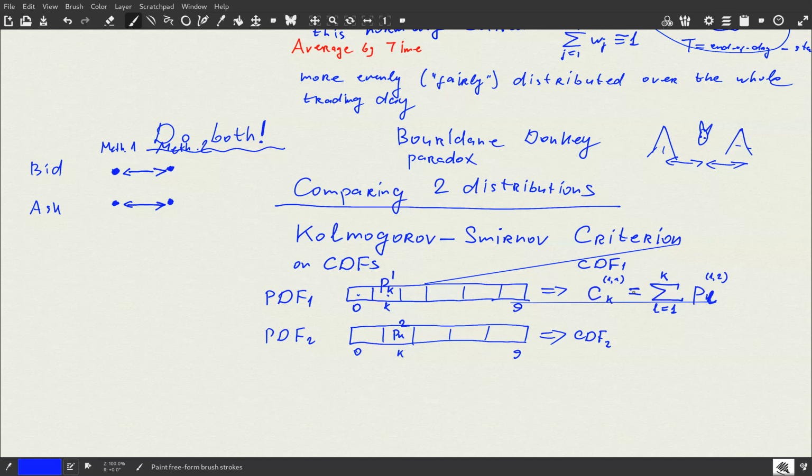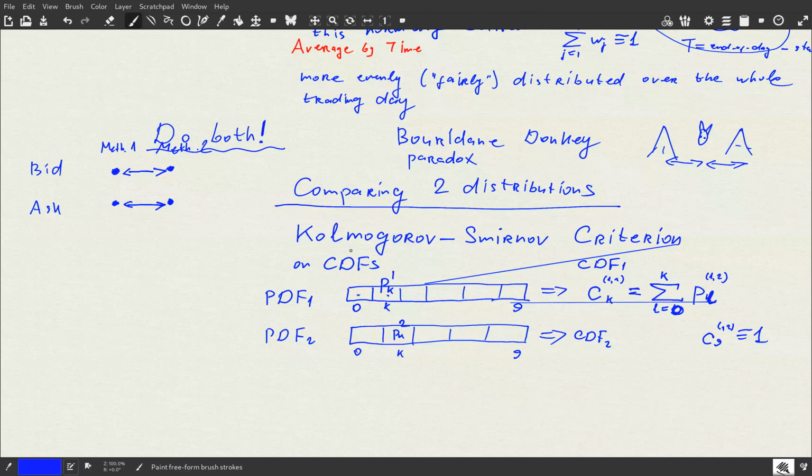If our P values are computed correctly, then presumably C_9 of one, two, sorry, we number them from zero, not from one, so L from zero to K, my apologies. C_9 one, two should be approximately equal to one, because they are already normalized to one, so the sum should be equal to one. Okay, we compute those CDFs.